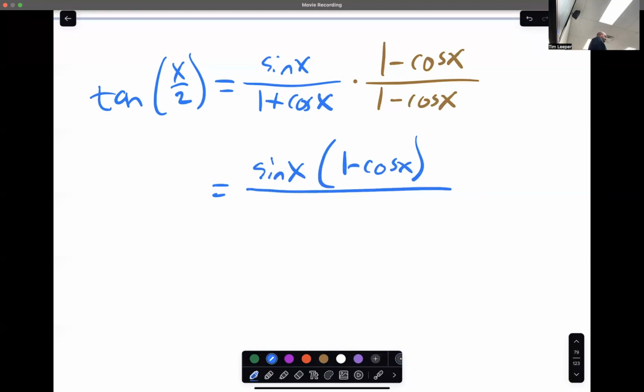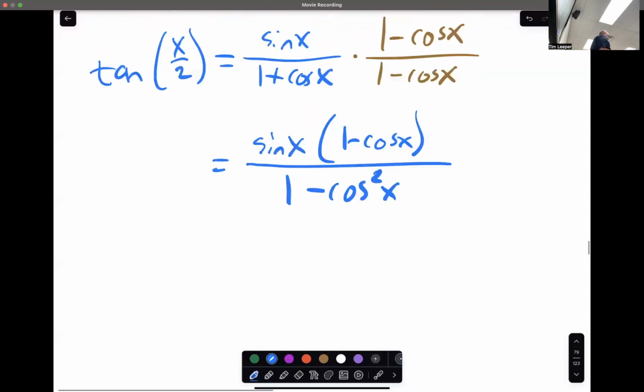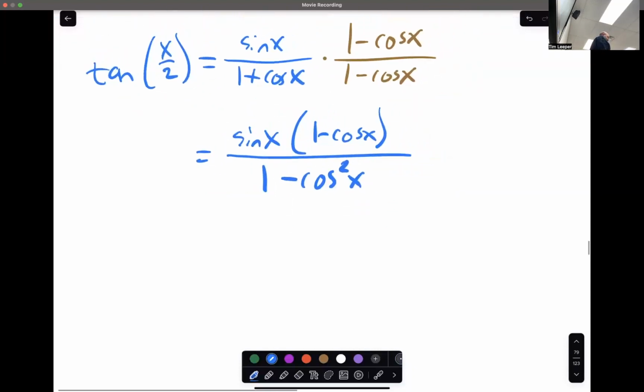What is 1 plus cosine of x times 1 minus cosine of x? Good, 1 minus cosine squared of x. Wonderful. But here's a question for you. What is 1 minus cosine squared of x? Sine squared of x. Good.